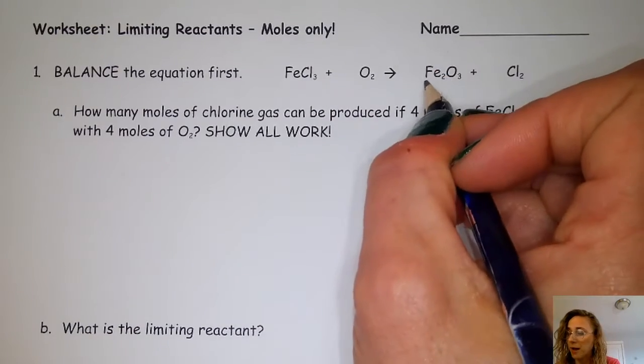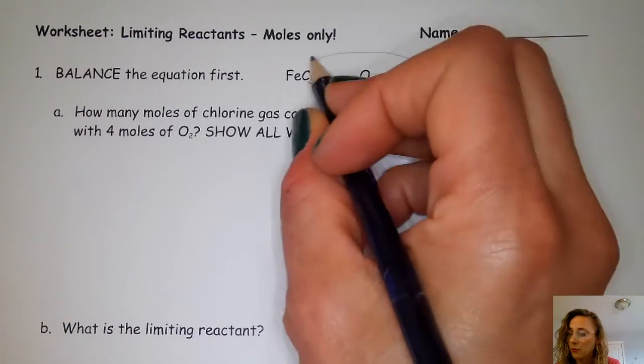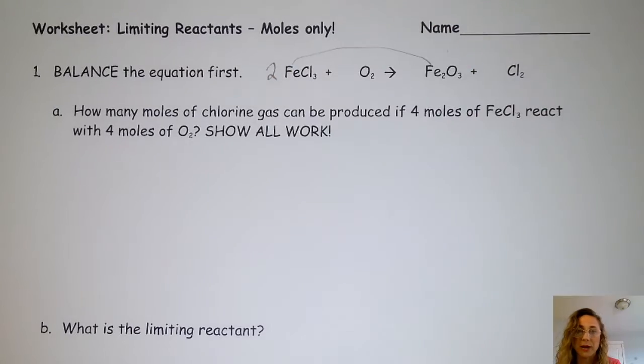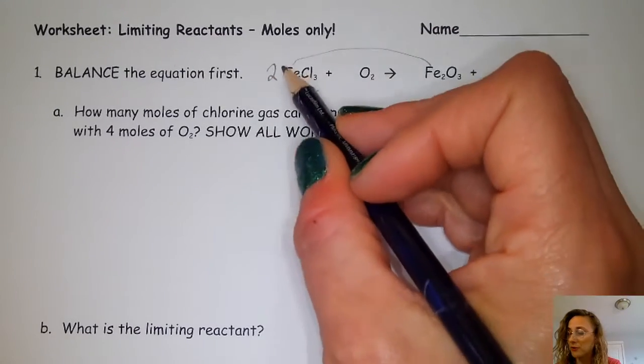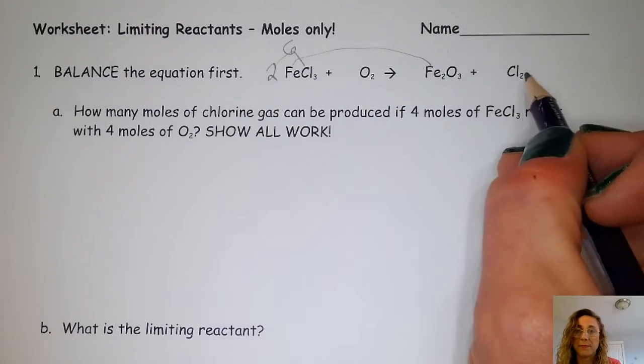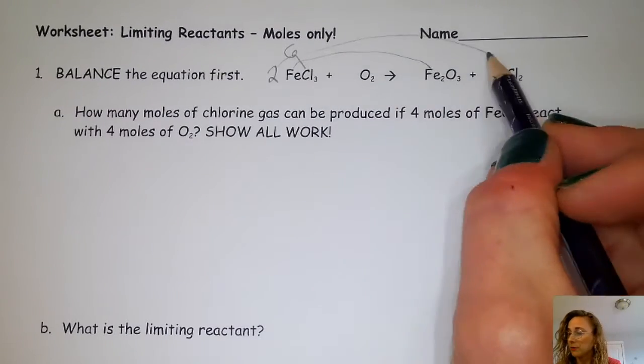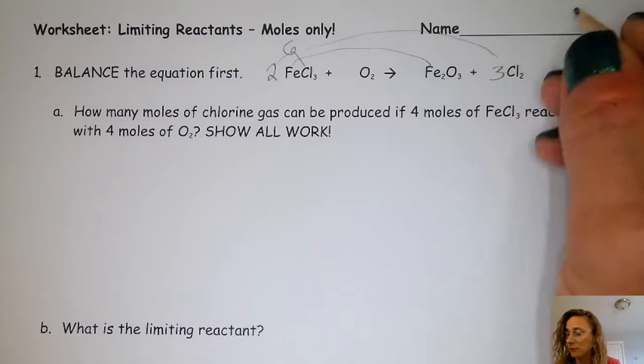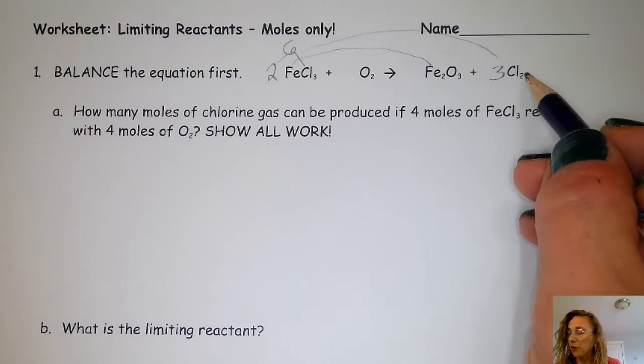So right off the bat, we notice there's 2 irons here, 1 iron here. Let's make that a 2. That changes the chlorine. 2 sets of 3 means you have 6 chlorine atoms, so you're going to need to make 6 over here. I just like making these rainbow lines. And we're good to go with the chlorine.